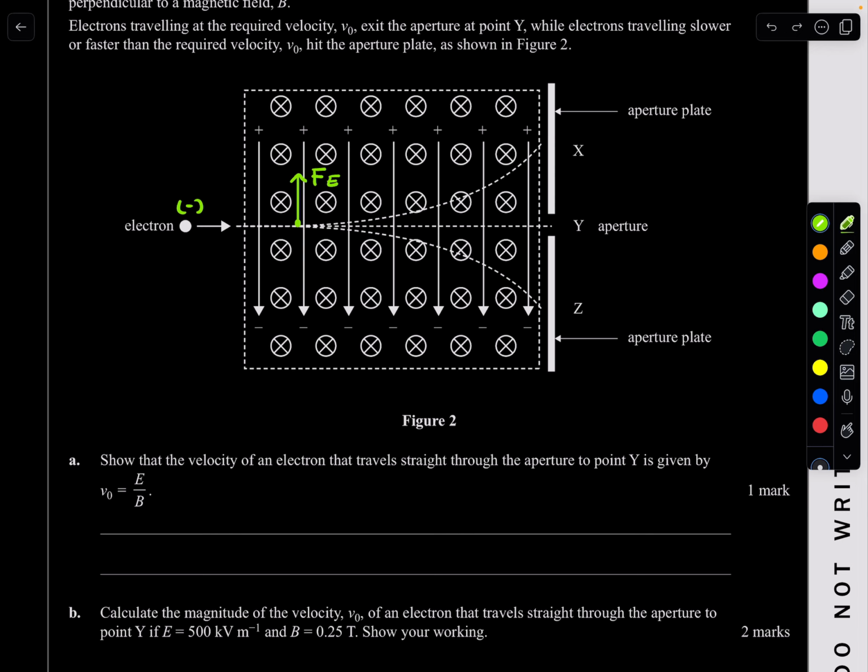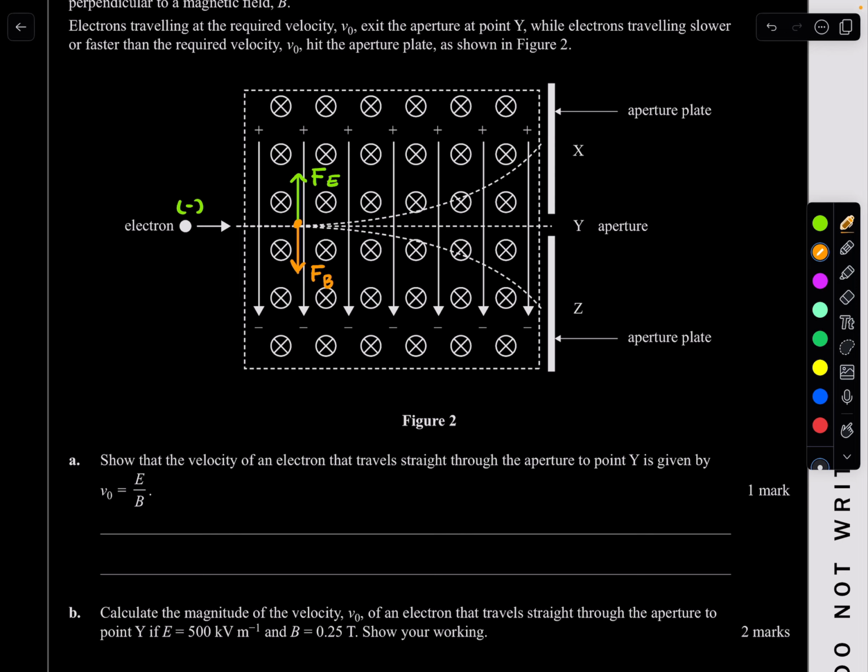So make sure your fingers are into the page, as indicated by the field lines. Your thumb is going to go to the right because that's where the velocity is going. That's where the motion of the electron is going. And so your palm should be downwards. So my palm shows that it is downwards. So that's telling me that there's also going to be a magnetic force that's going to be downwards. I'm going to write FB, a magnetic force. So we have two forces that are going to be acting on it.